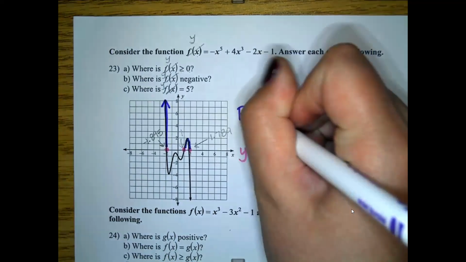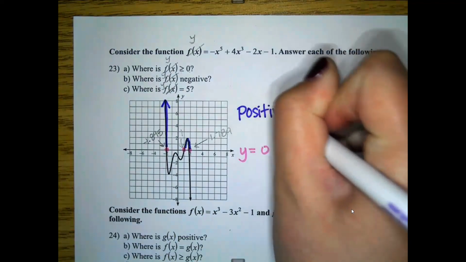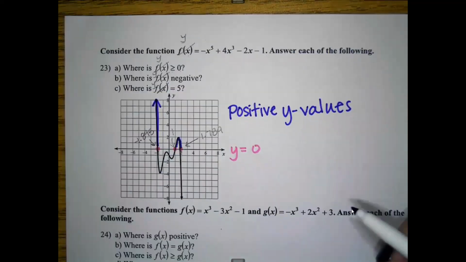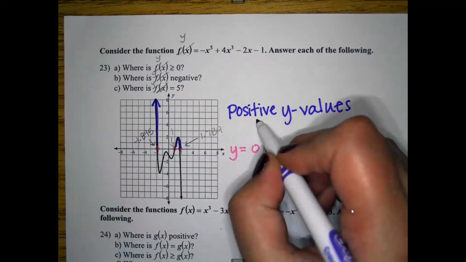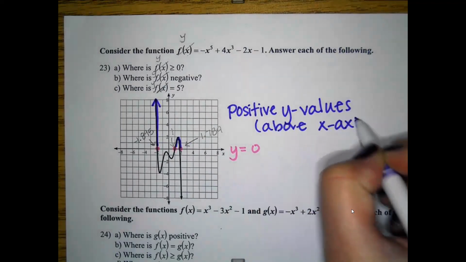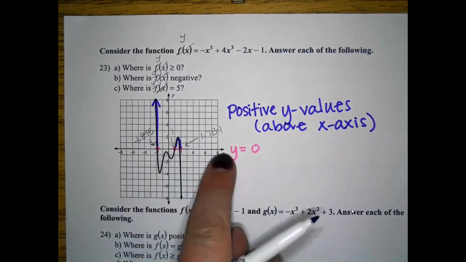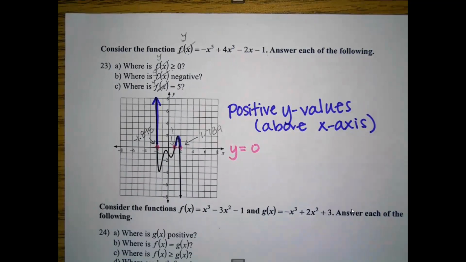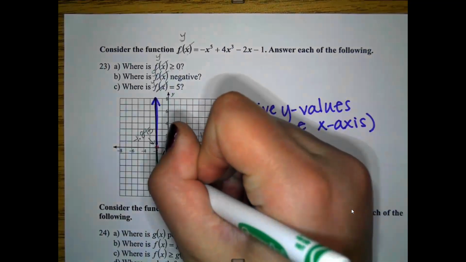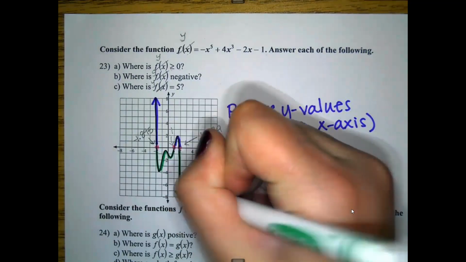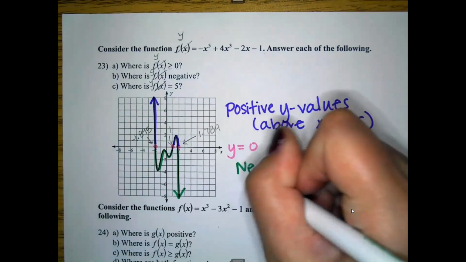So positive y values are always above the x-axis. The x-axis is that line right across the middle, and the positive y values are going to be above it. And then the negative y values are going to be below it.